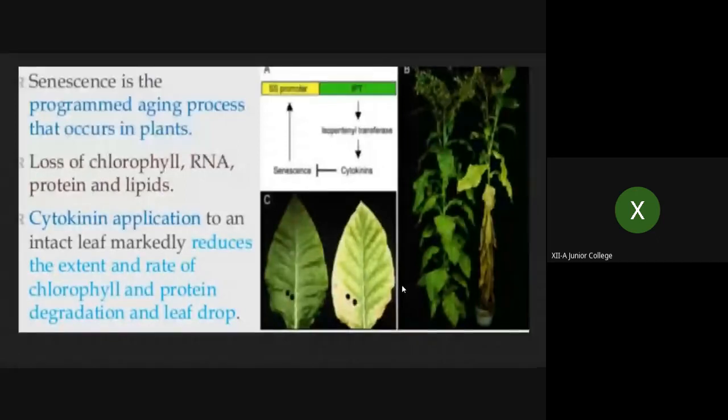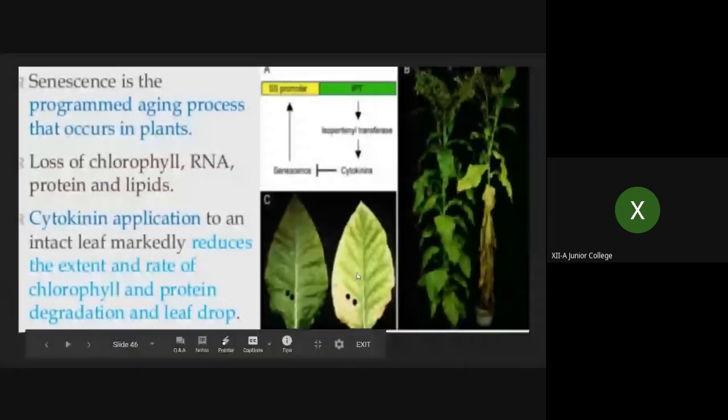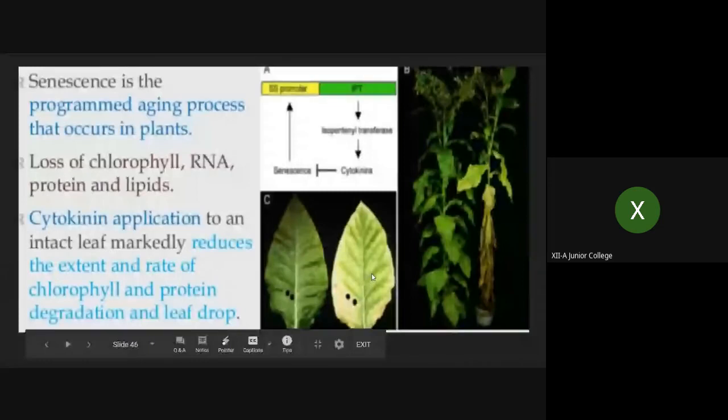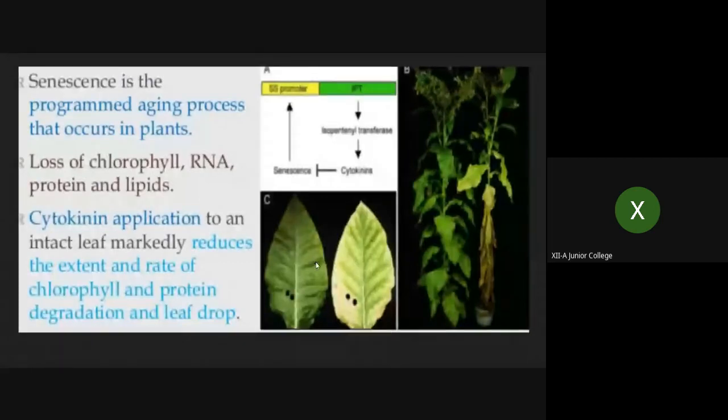Cytokinin application to an intact leaf markedly reduces the extent and rate of chlorophyll and protein degradation and leaf drop. If there is degradation of the amount of chlorophyll, automatically what will happen? Yellowing of the leaves takes place, and that yellowing of the leaves means what? That is senescence. And automatically, if it continues, it will drop down, fall down from the plant. So if the falling of leaf is observed before the actual age of senescence, before maturation, then this application is very important.